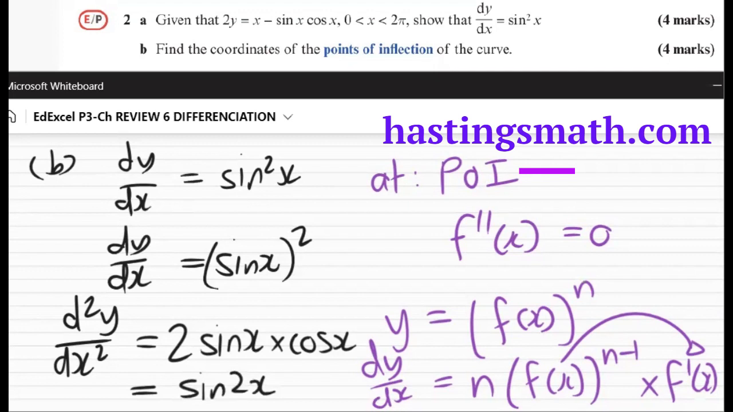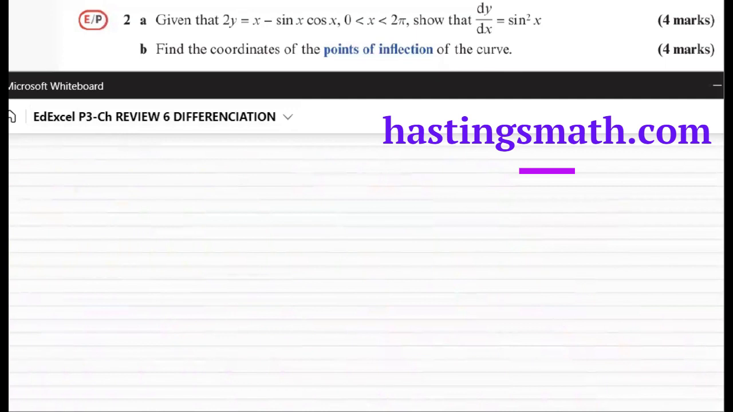Okay. Have we answered the question? Not at all. Let's take a look. Find the coordinates of the points of inflection. So we said that at the point of inflection, the second derivative must be equal to 0. So we can put this equal to 0. I'm going to make some space. So where are we? We have sine 2x equal to 0, and we want the points of inflection, and there will be 2 of them.